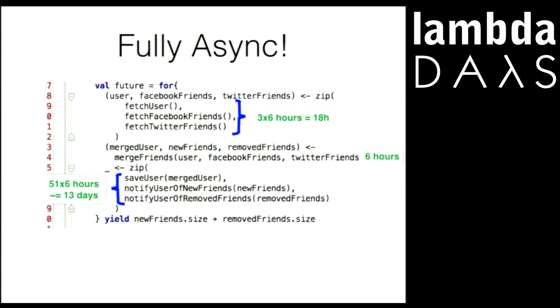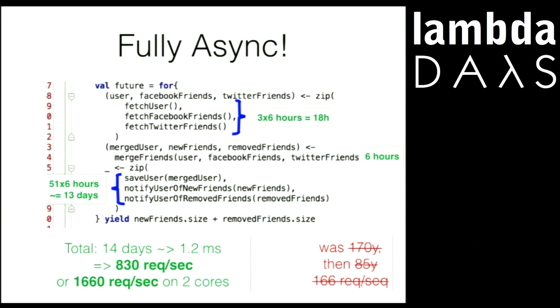And if you think about it, before it was 170 years. Now we've got 14 days of actual CPU usage, of actual thread time. Everything else was just waiting. So now, if we convert it back to normal times, that will be around 1.2 milliseconds. That means that we can do 830 requests per second on one core. Obviously, I'm fairly optimistic here because we would assume that we are using 100% of the CPU all the time. But we're talking about the maximum throughput here. And if we had 2 cores, that would be 1660, which is exactly 10 times.